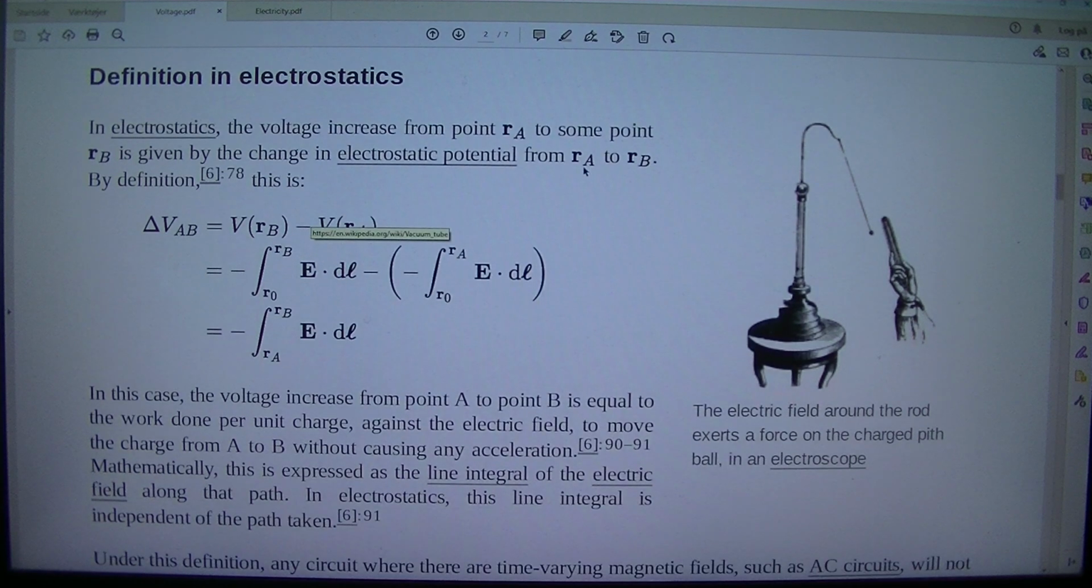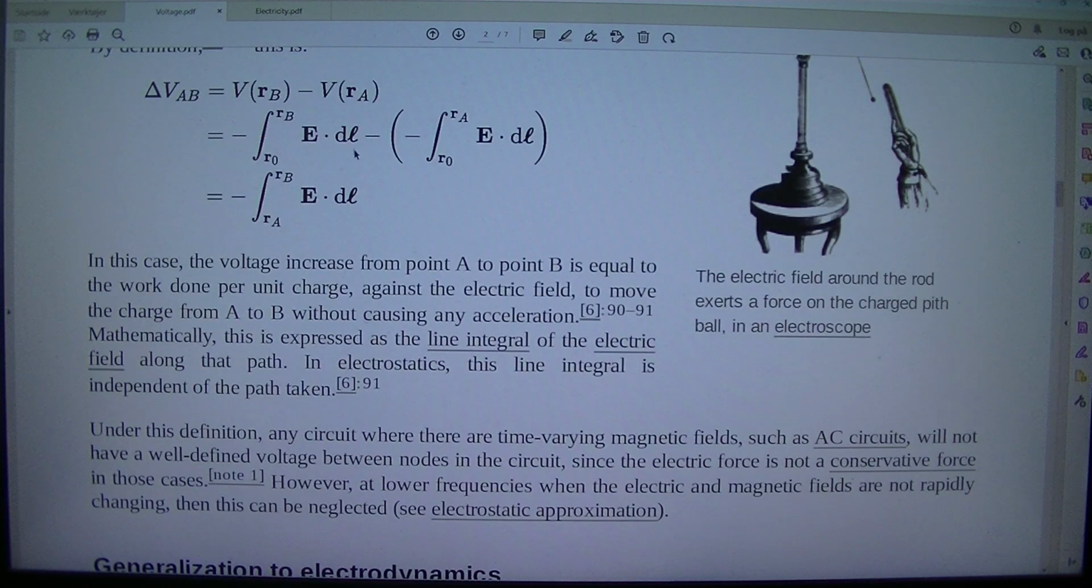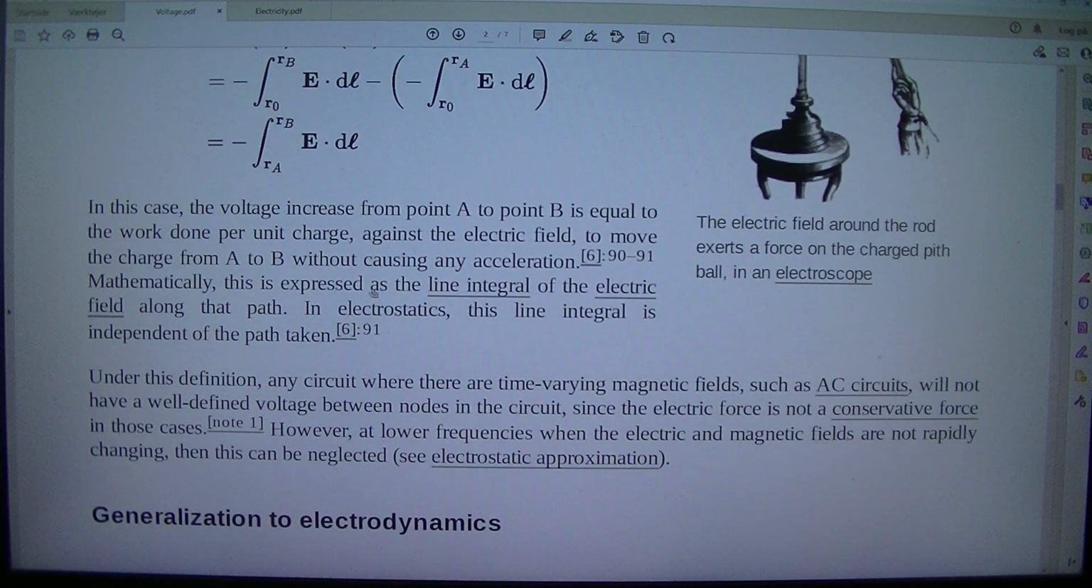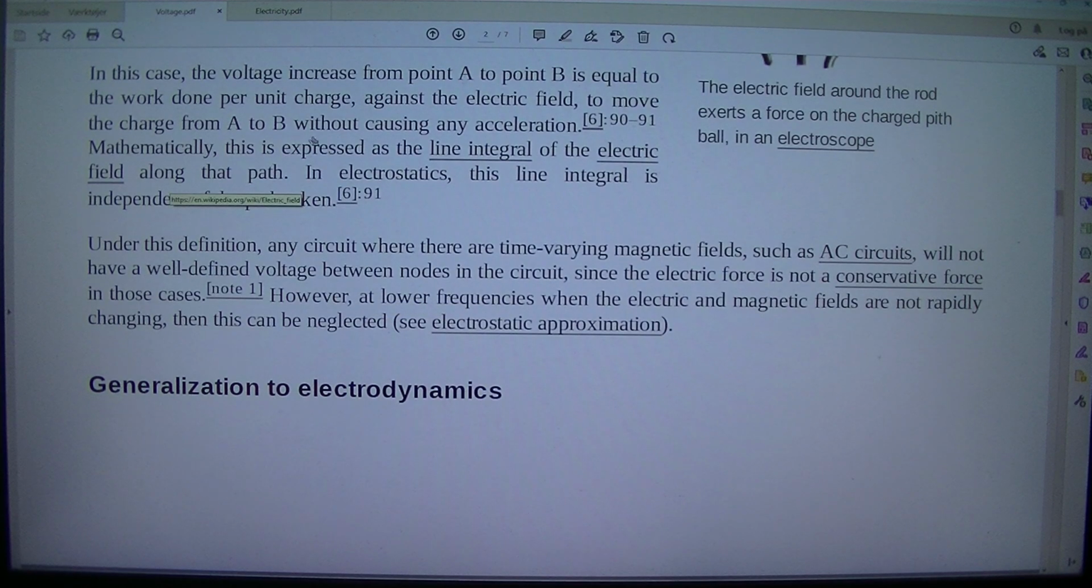Definition in electrostatics. The electric field around the rod exerts a force on the charged pith ball. In an electroscope in electrostatics, the voltage increase from point to some point is given by the change in electrostatic potential from to. By definition, 678. This is in this case, the voltage increase from point A to point B is equal to work done per unit charge, against the electric field, to move F charge from A to B without causing any acceleration.